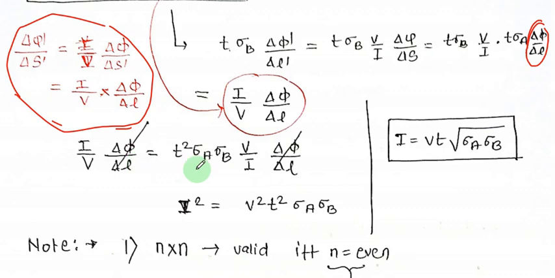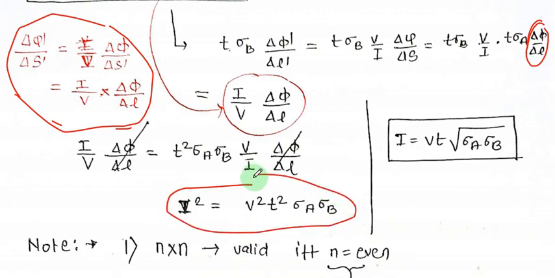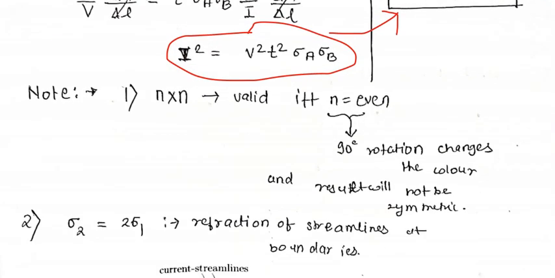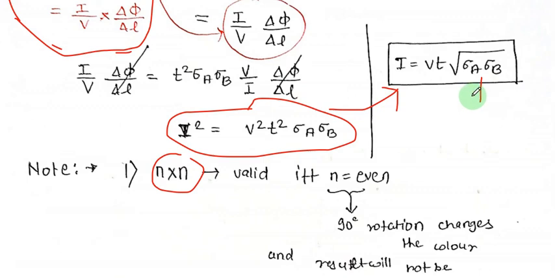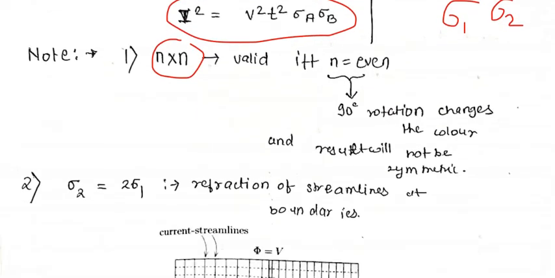So here it can be written as I by V T square sigma A sigma B V by I delta phi by delta S. From this relation we get I square is equal to V square T square sigma A sigma B, and I is equal to VT root sigma A sigma B. So here we can write it is valid for n cross n squares. Here we already proved it, and sigma A sigma B can be written as sigma 1 sigma 2, and we get the same relation. So n cross n is valid if 90-degree rotation takes place.